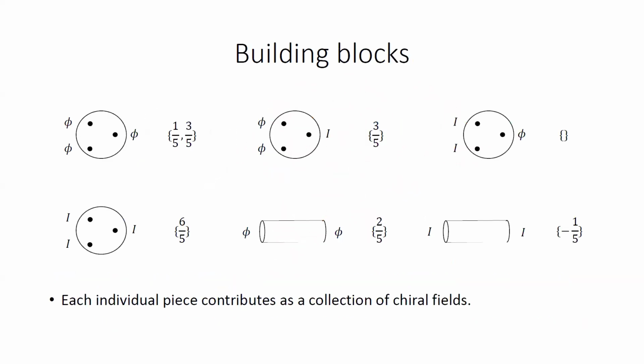So that's the structure. And what are the actual building blocks you need? Well, it turns out the contribution of the actual building blocks are given simply by the elliptic genus of a free chiral field with some R charge. And here I've written down the contribution specifically. I gave down some of the R charges of the chiral fields you need. So if you take a sphere with a phi puncture, its elliptic genus is just a free chiral field with charge 1/5 and one with charge 3/5. Similarly, if you take two phi punctures and one I puncture, it's one chiral field with charge 3/5.